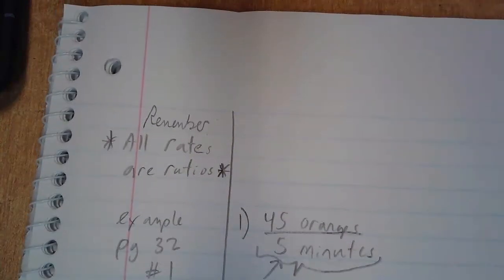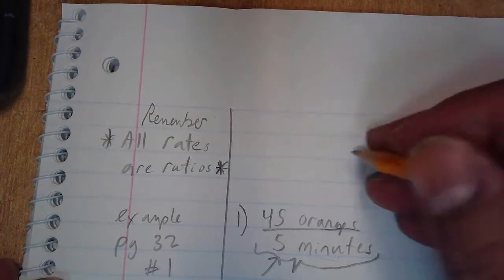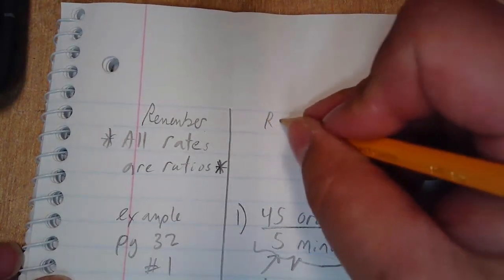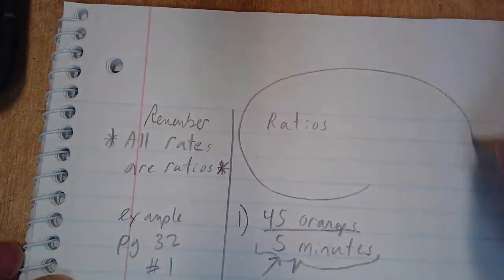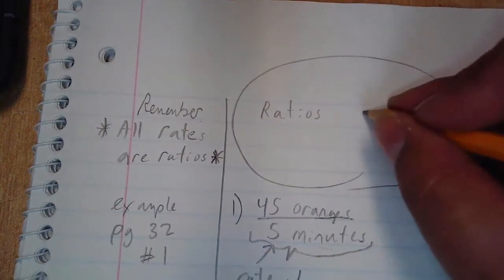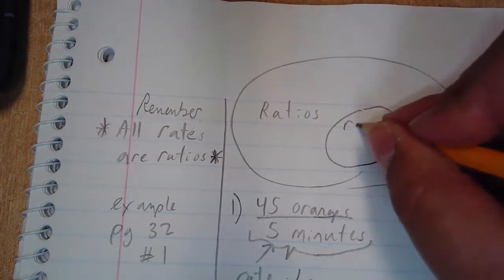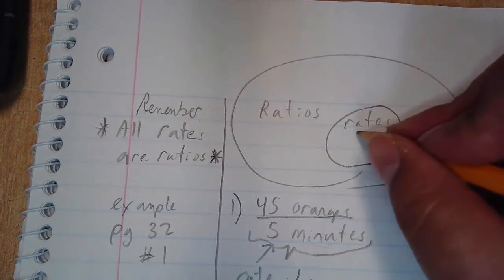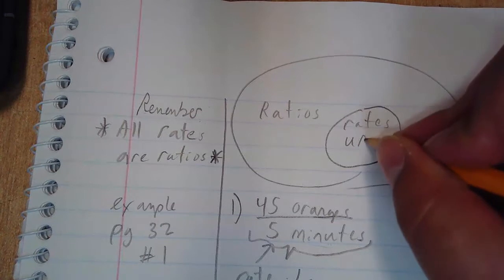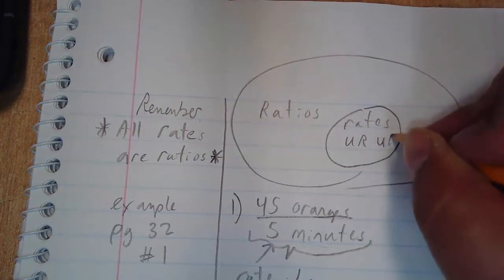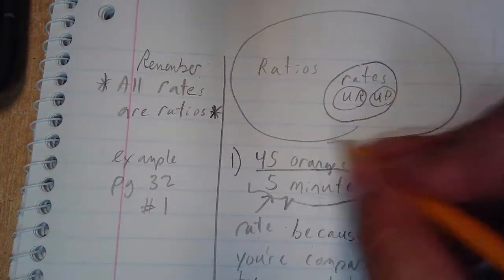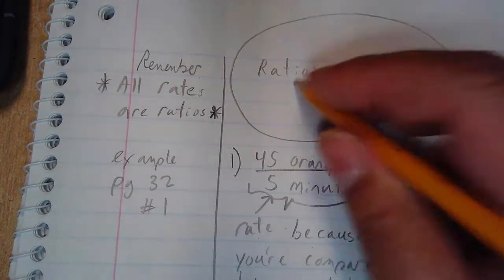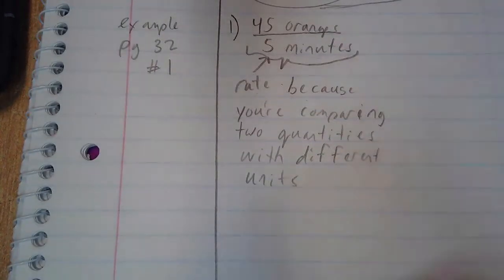While I'm here, actually I should fill this in right now. I was going to wait till later, but why wait? Okay, if you can imagine, we have ratios. And in that world of ratios, we have rates. And in that world of rates, you have unit rates and unit price. UP and UR. Okay? More on that later. But these are rates and rates are ratios. Okay? Alright, anyways, back to this.